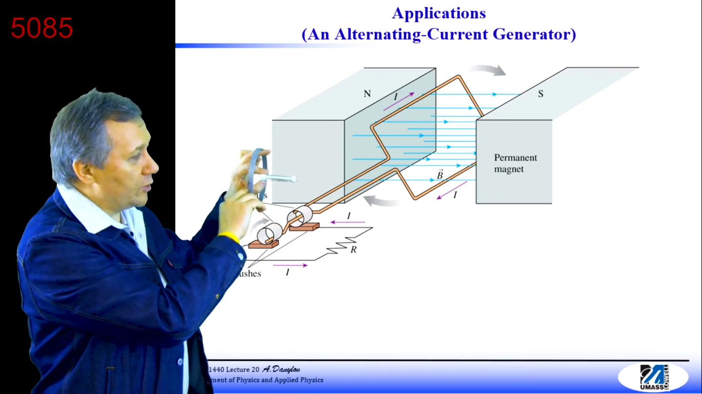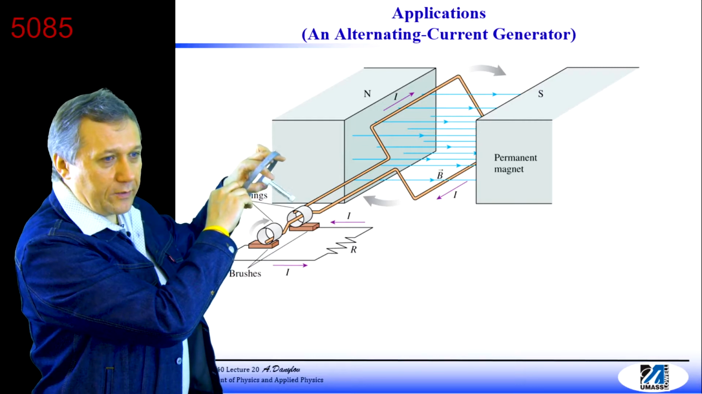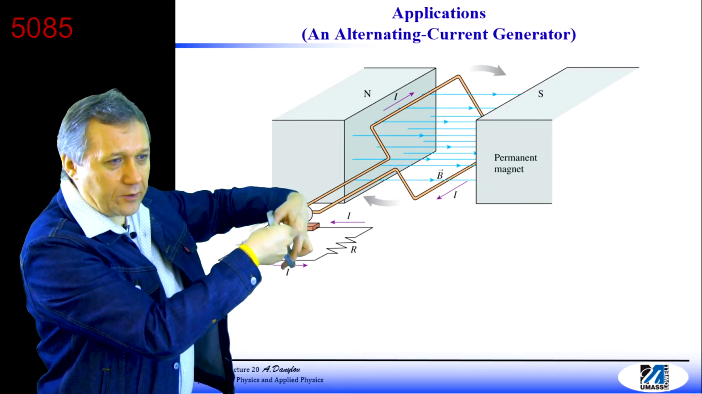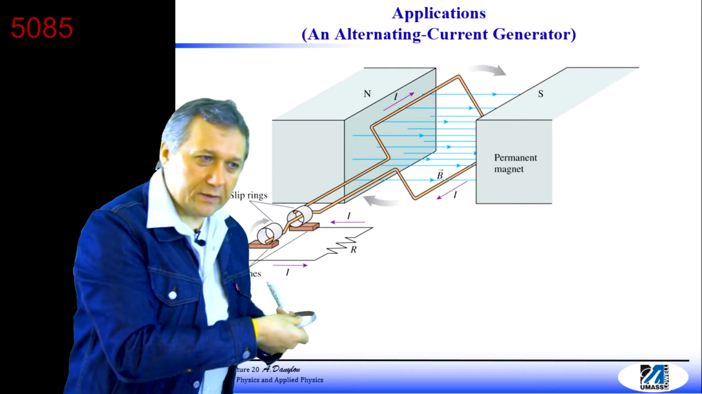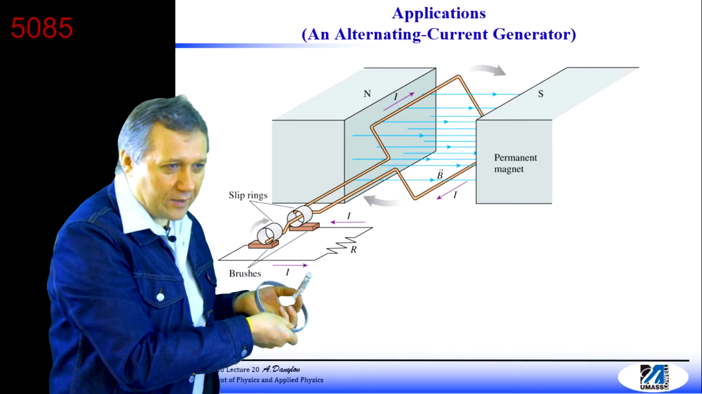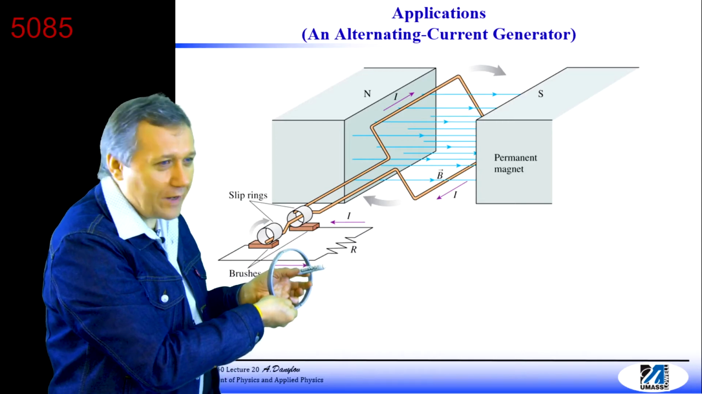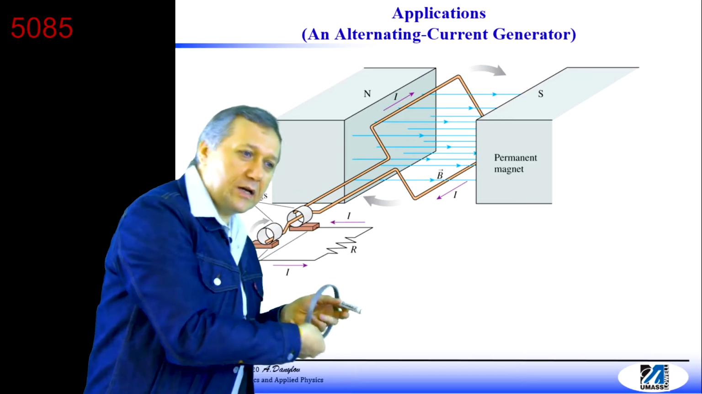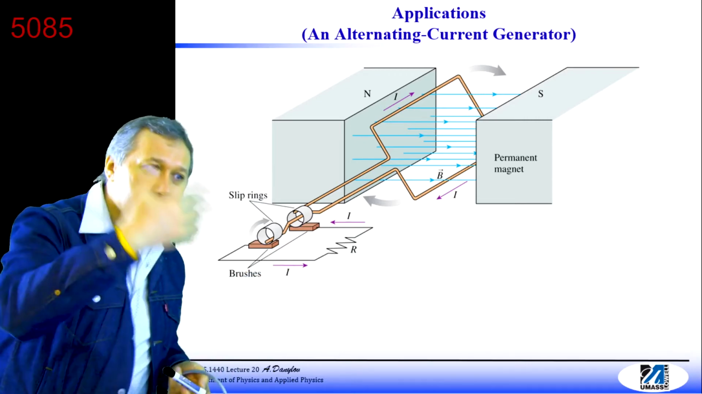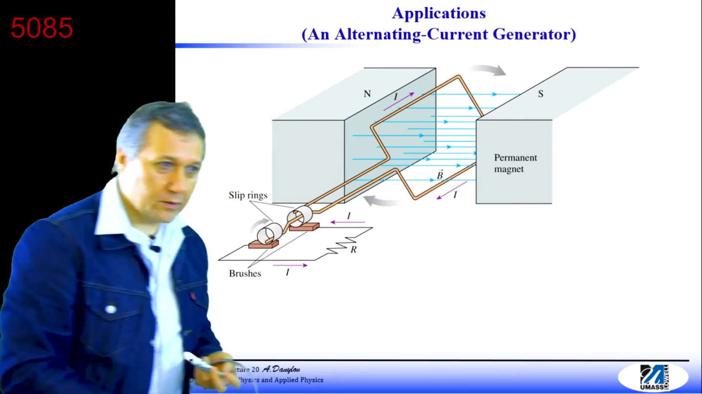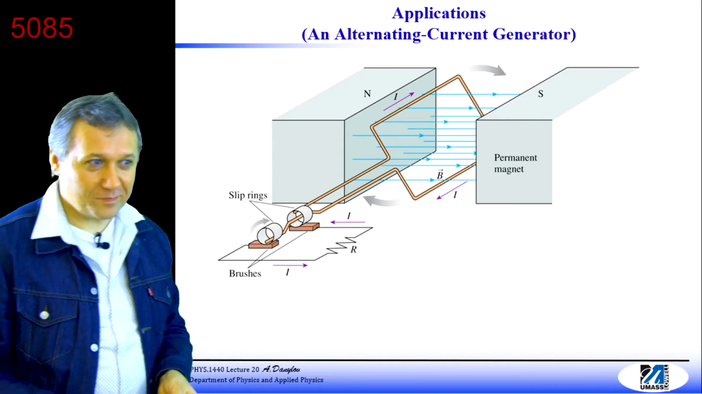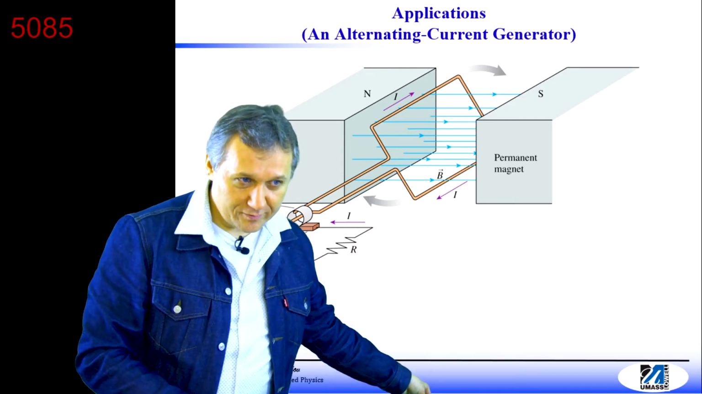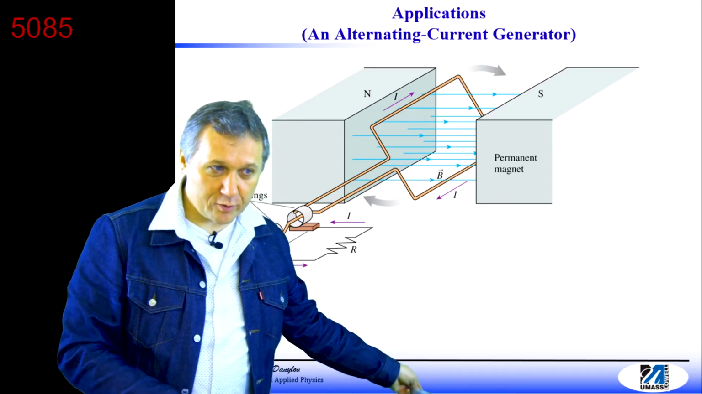Then you start spinning the loop, so now the angle is 30 degrees, 45 degrees, then 90 degrees, then 110 degrees, 120, 180, then 270 degrees, and then 345, and then, I don't know, 500 degrees, and so on. As you keep spinning the loop, the angle keeps increasing. Angle increasing, flux changes, current is produced in this loop.